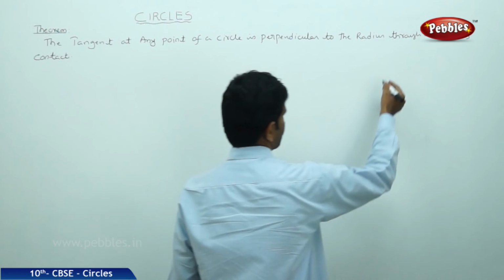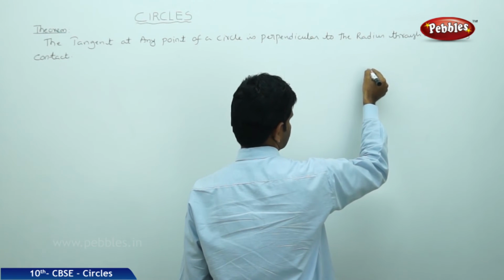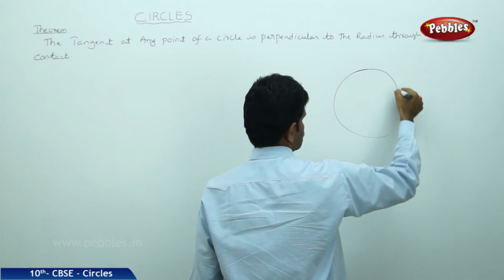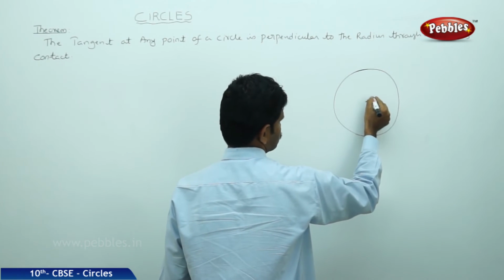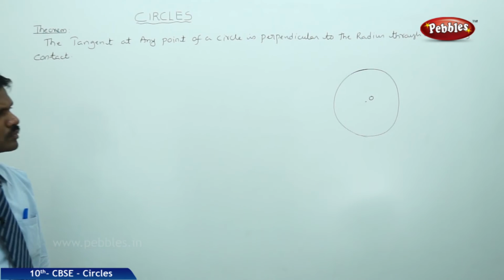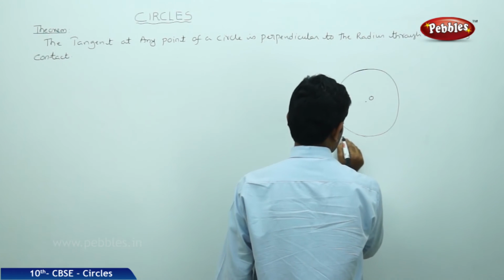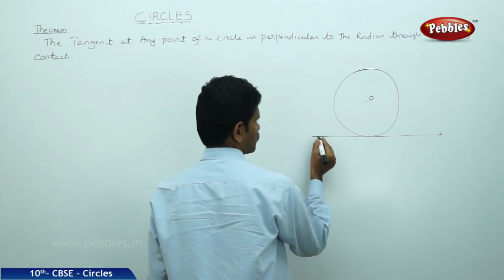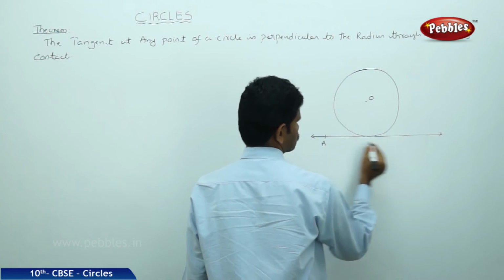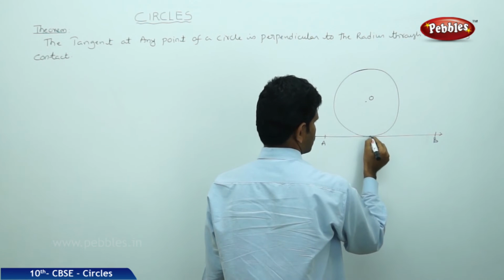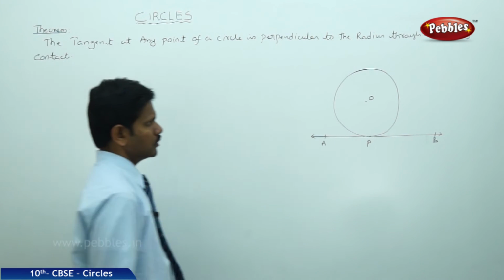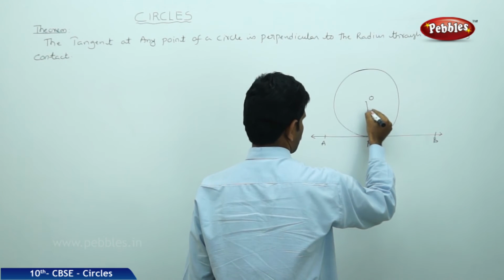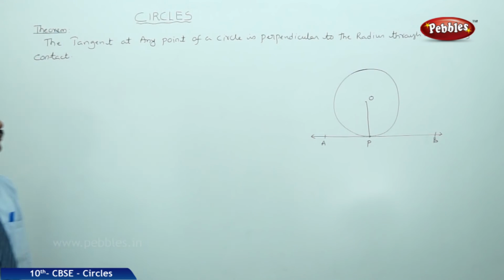Now, let us consider a circle with the center O, and AB be the tangent with point of contact P. Now join OP. We know very well OP is the radius.